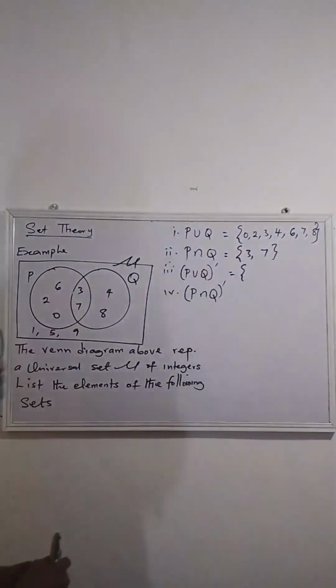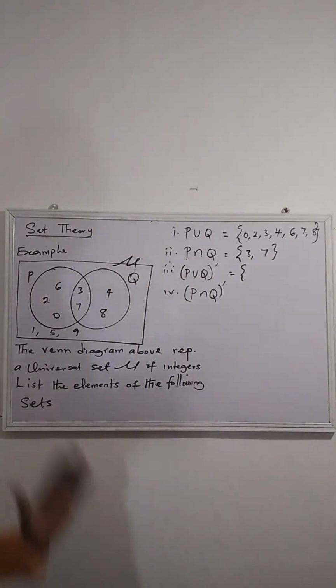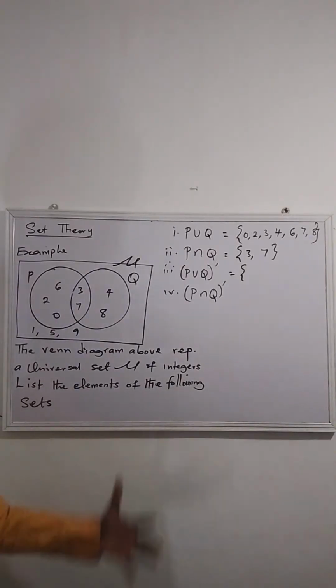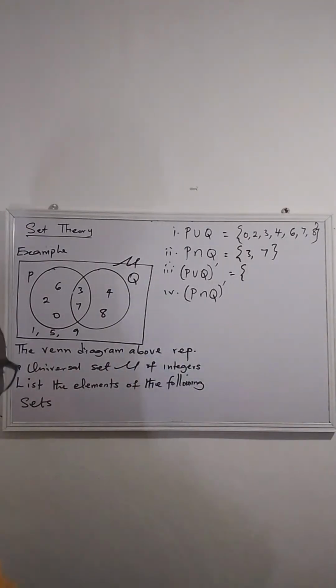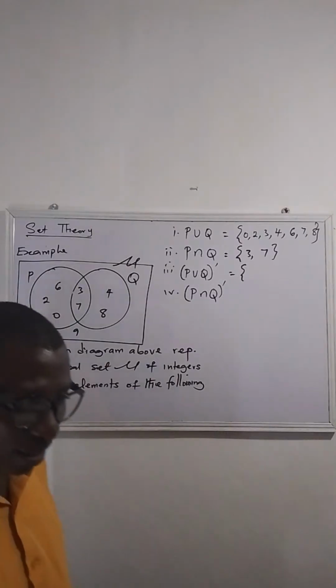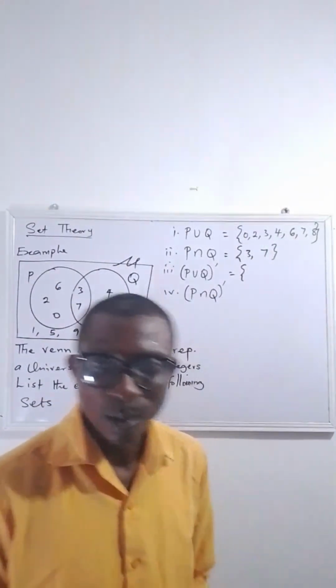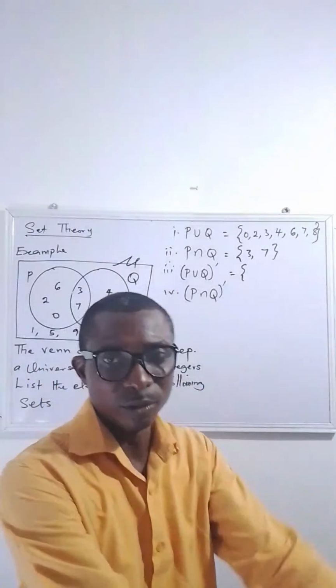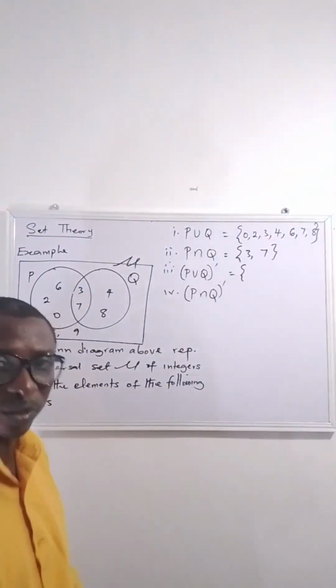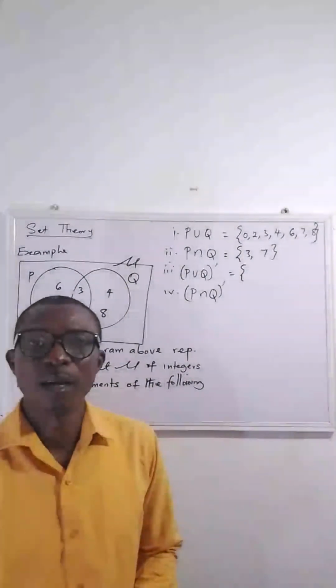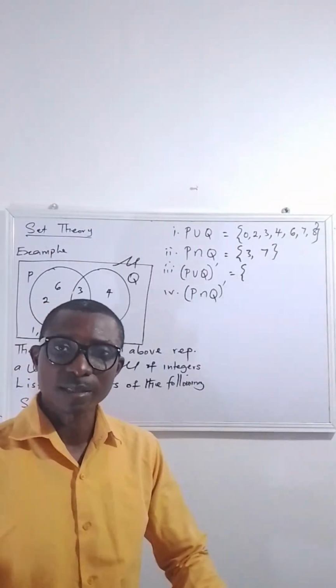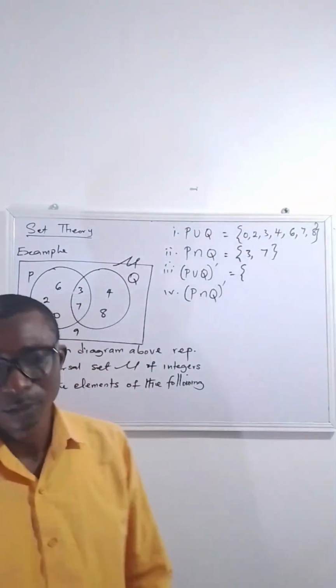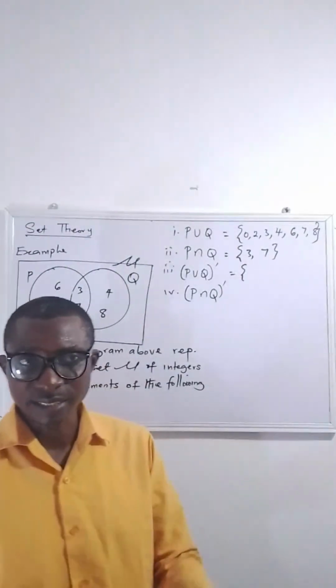Okay, P union Q complement. Now, the meaning of that, I explained to you the last time. There are those elements that are not in P union Q, but they are in the universal set. If I say complement of a set, there are those elements that are not in that set, but they are in the universal set. Say, for instance, Ogun State is a subset of Nigeria.